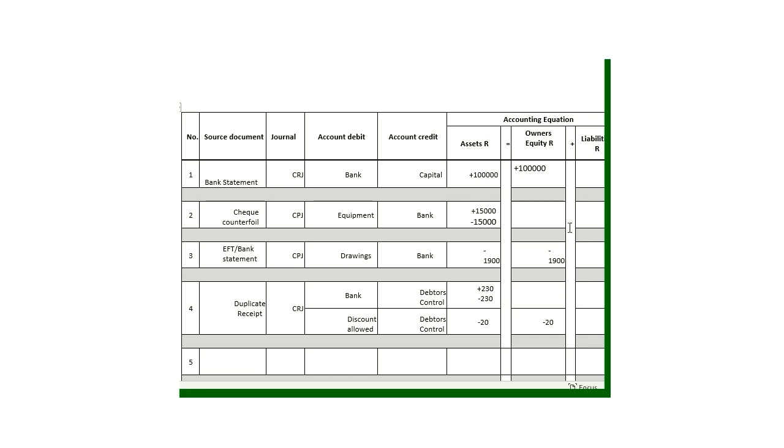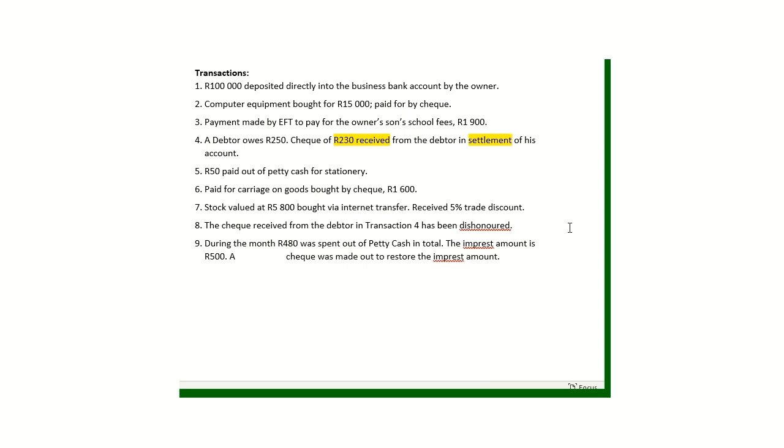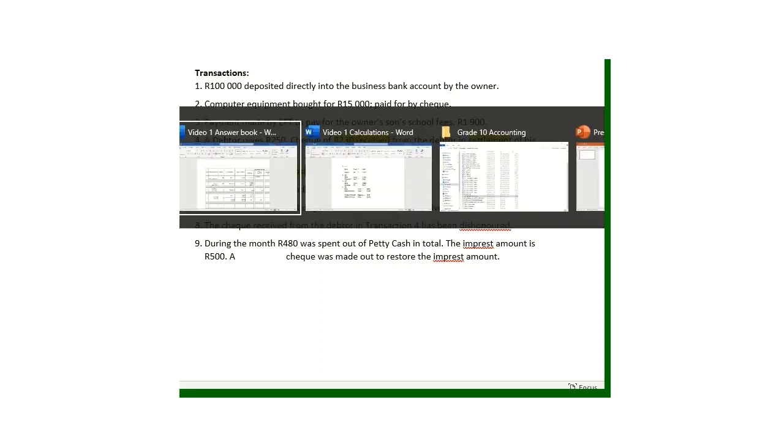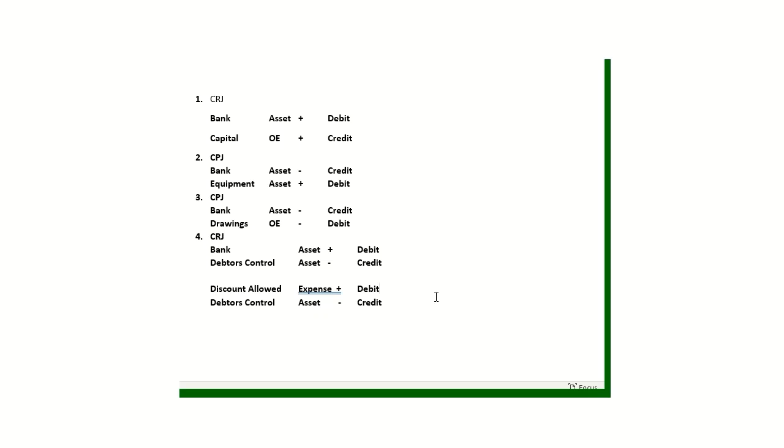Let's look at number 5. 50 Rand paid out of petty cash. The word petty cash should tell us it is the petty cash journal. So it is 50 Rand paid out of petty cash for stationery. Let's quickly follow our steps. So it's number 5. Anything we pay out of petty cash goes onto the petty cash journal, the PCJ. PCJ, one account, always petty cash.